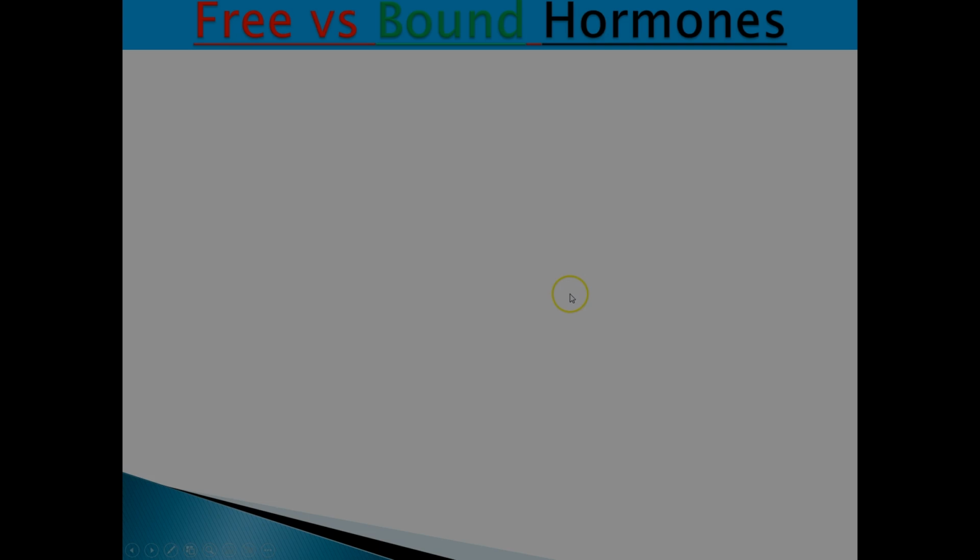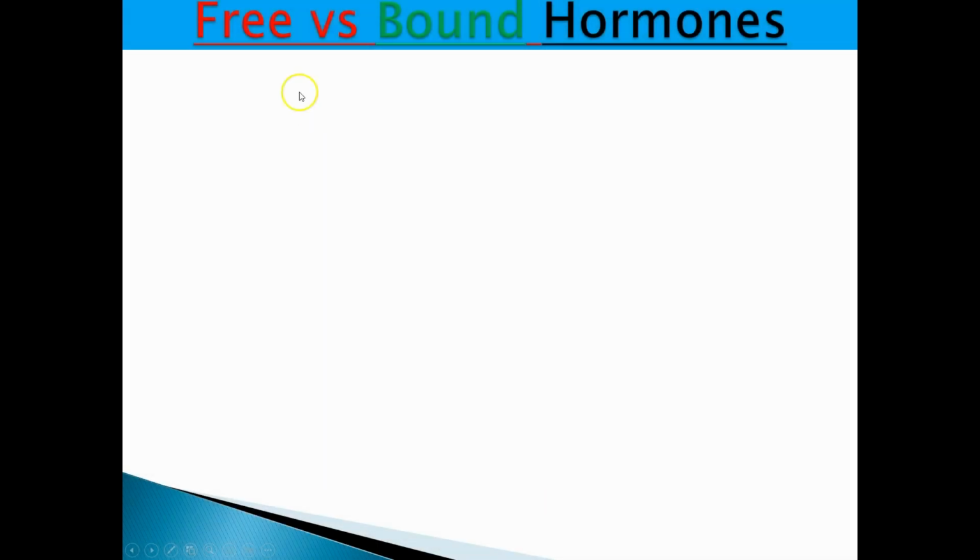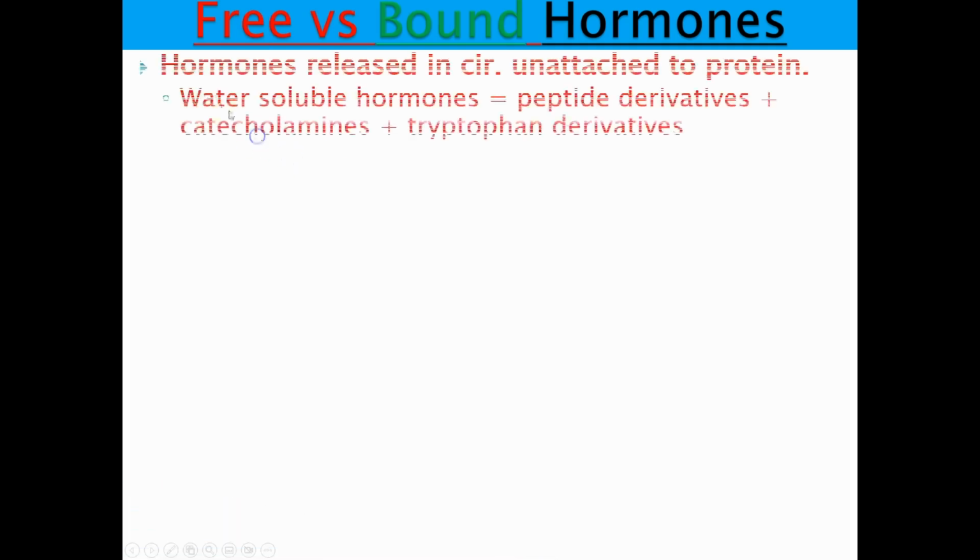Before we get too deep into the new content, we got to review some concepts. If you remember, we started talking about free versus bound hormones. That information was kind of scattered throughout the lecture, so I want to hint at these and be a little bit more specific on these. So when we talk free hormones, these are going to be the hormones that are released into circulation that do not need to be attached to a protein. So we say they're unattached to a protein. This is abbreviation for circulation if you didn't know that.